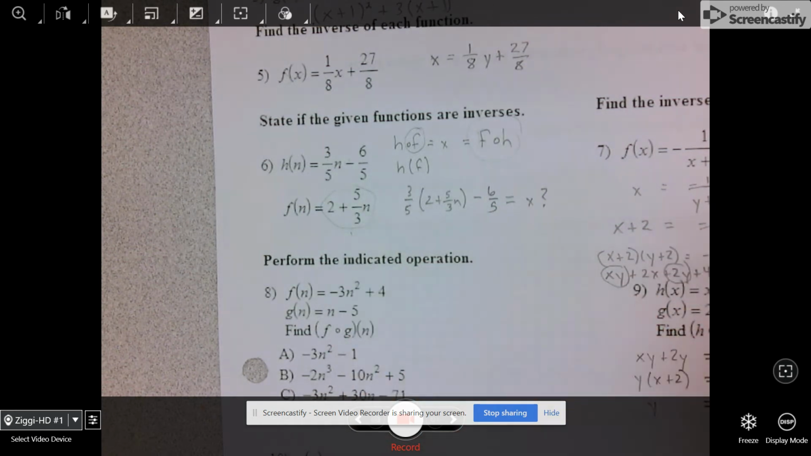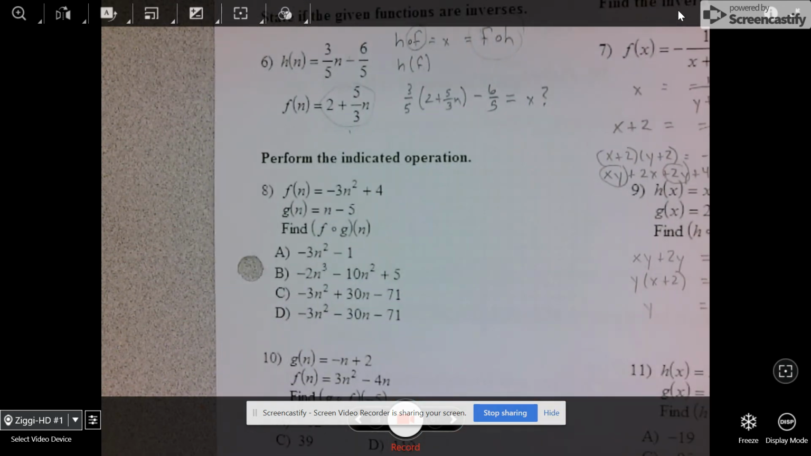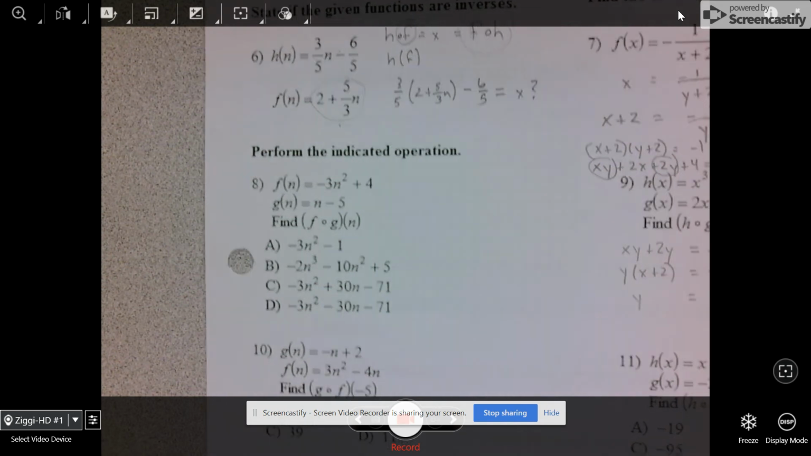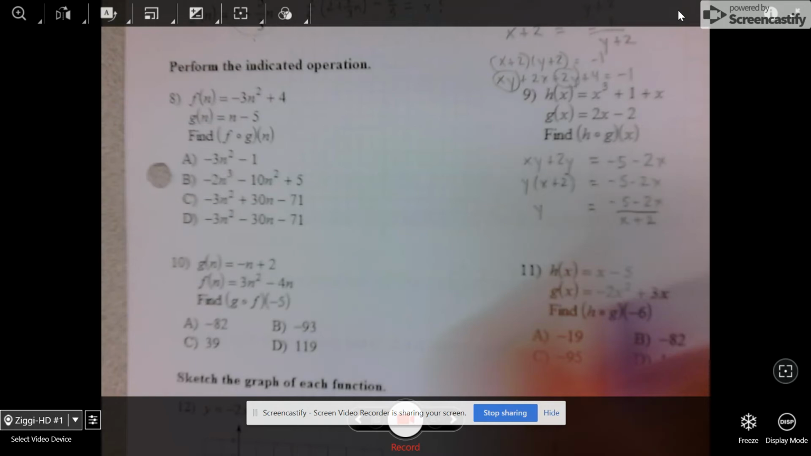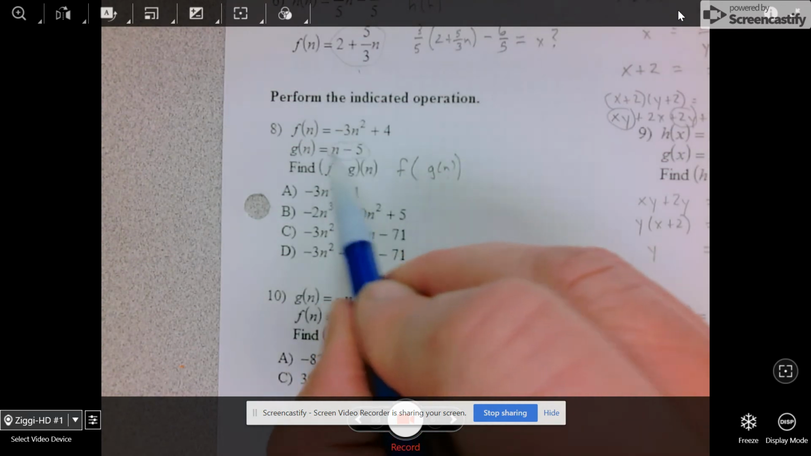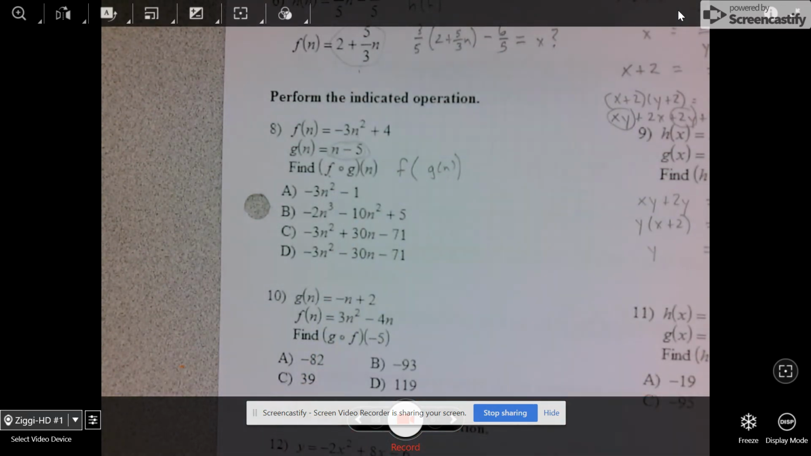Perform the indicated operation. F of g of n is also the same as f of g of n. So just like if this was a 7, you'd plug in 7 in there. You're going to plug all of g of n in for n. So set it up first. I'm telling you, that little step's going to save you some issues.